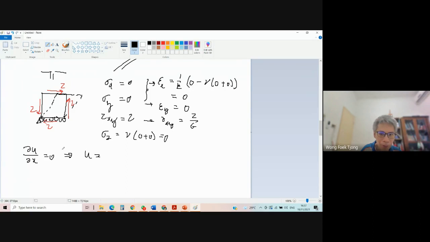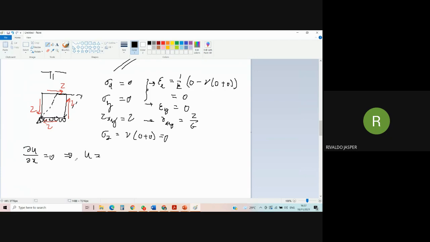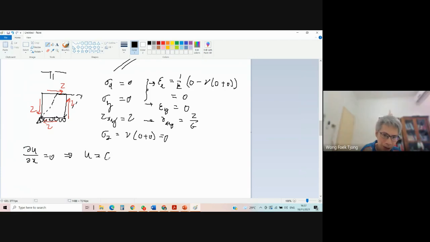Just a constant, right? A constant or a function of y only. Because for any function of y, if you take the derivative with respect to x, it is 0, because y we regard as a constant, right?